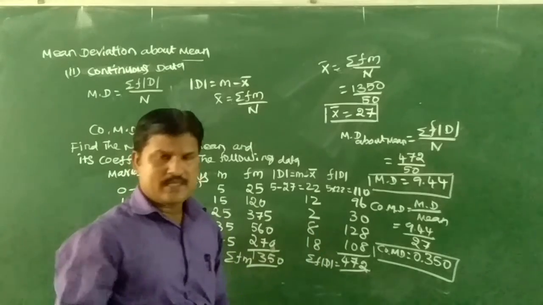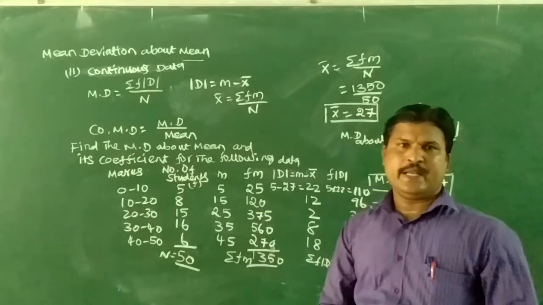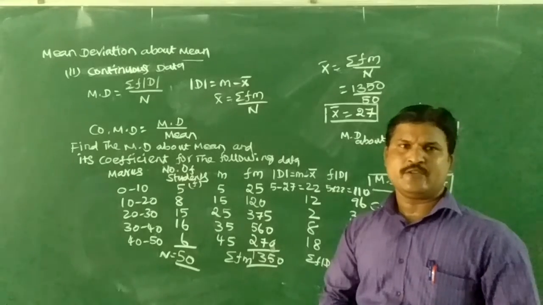So this is the simplest and easiest way of calculating mean deviation about mean for continuous data.